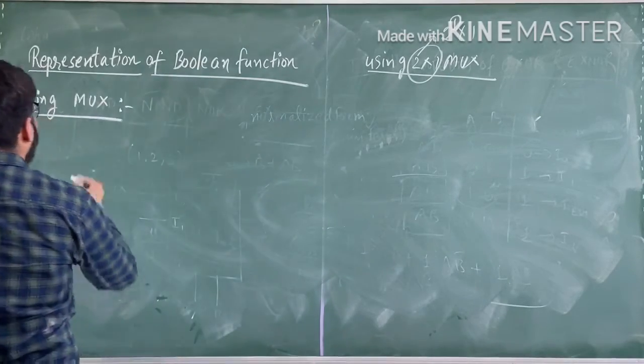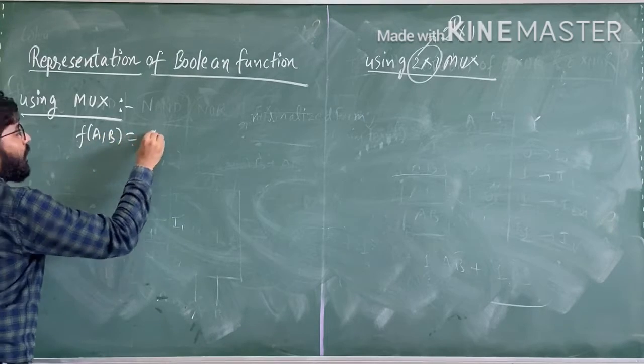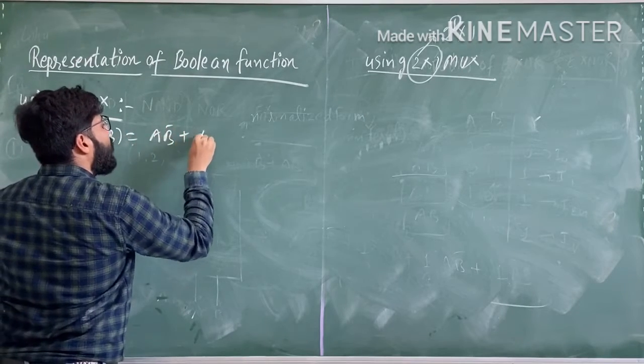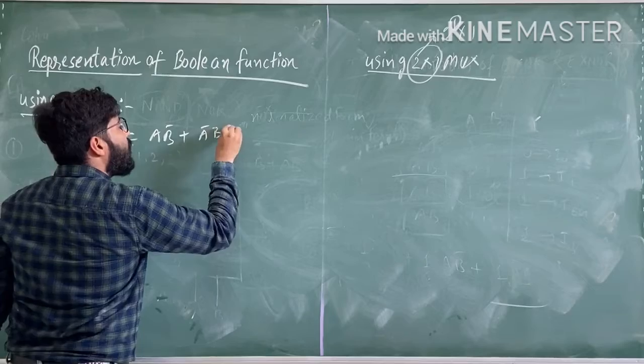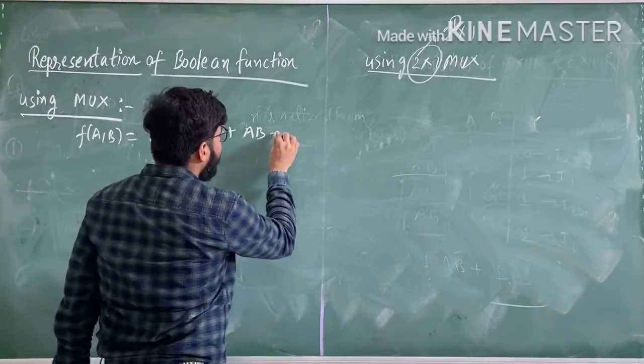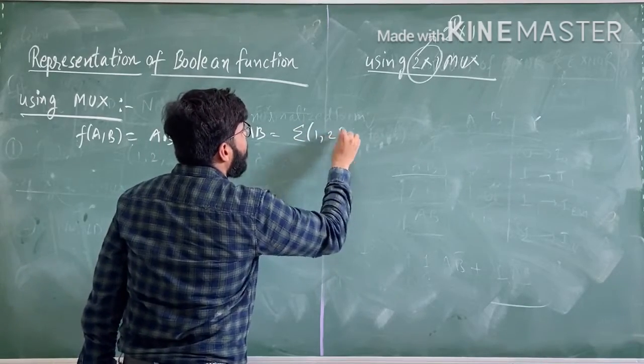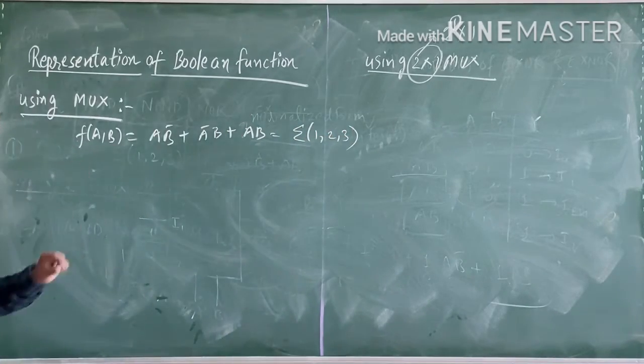See, I will write the question again. F(A, B) = A B complement + B plus AB. This is the question, or we can write it in summation form as 1, 2, 3. Now you have to implement this with the help of a 2 cross 1 mux.